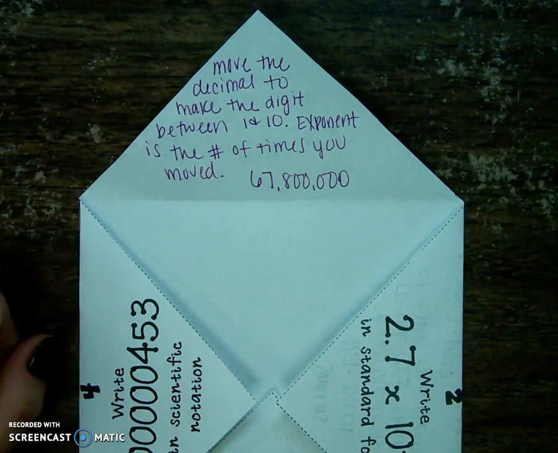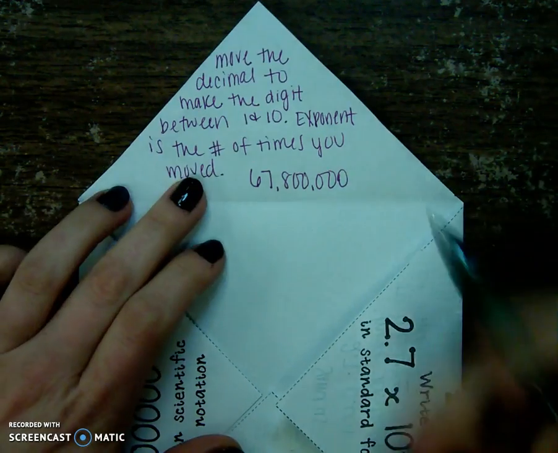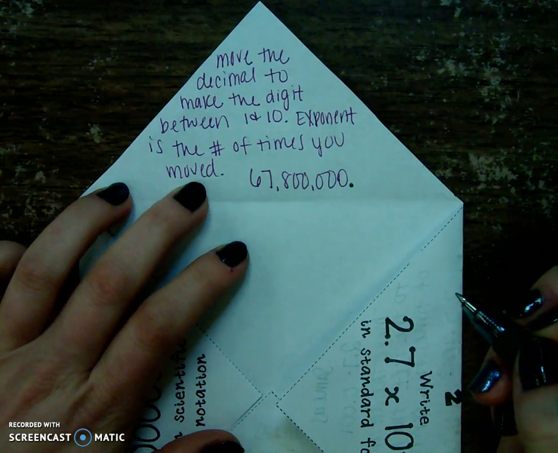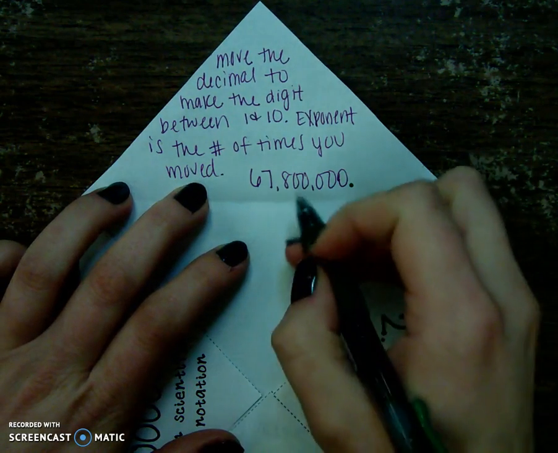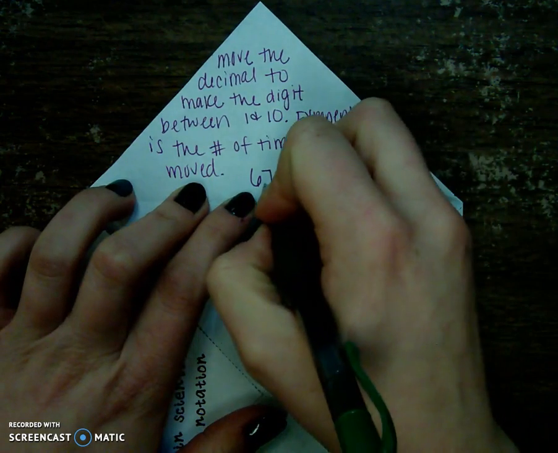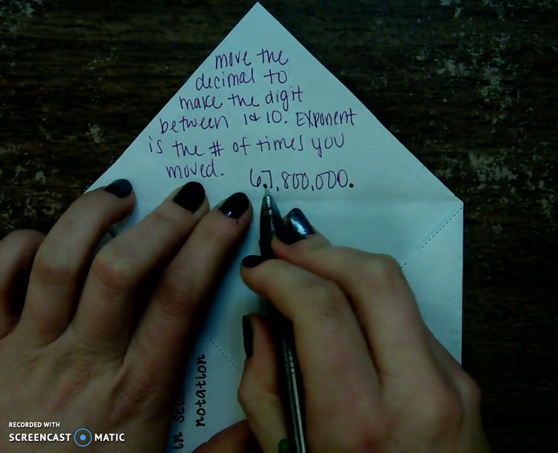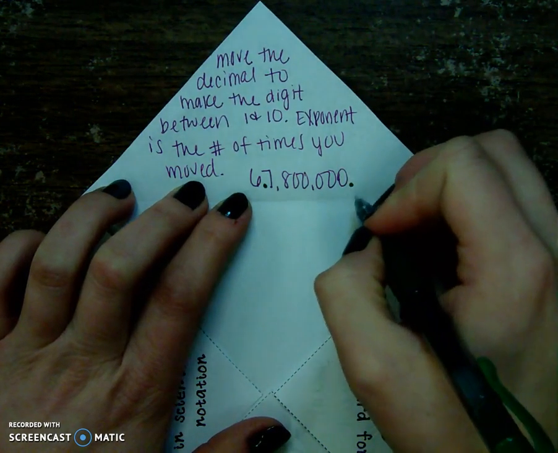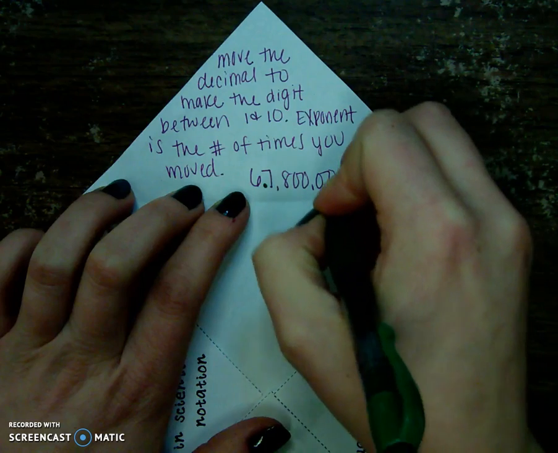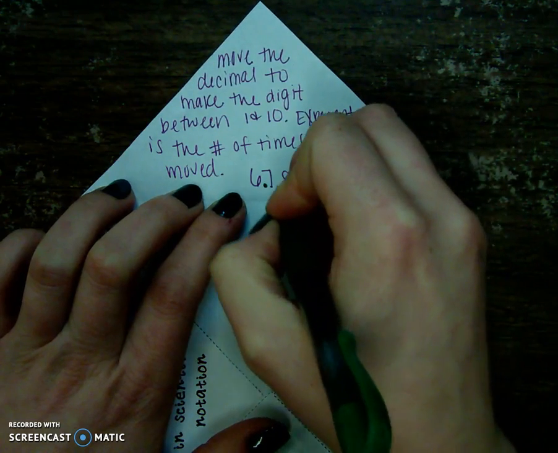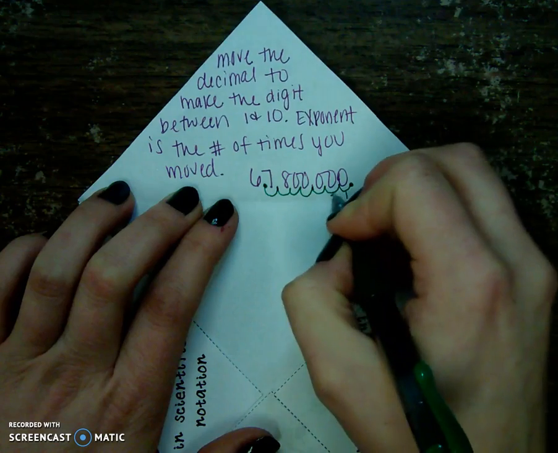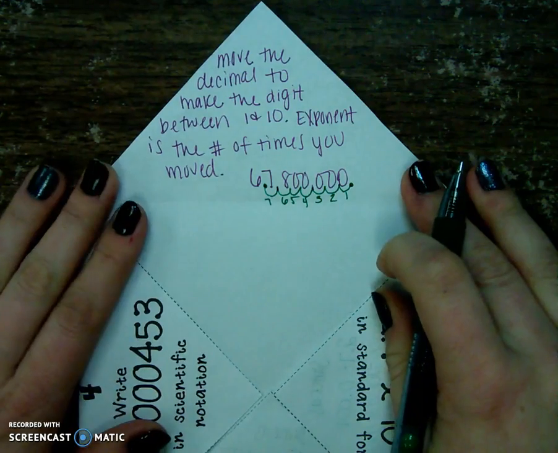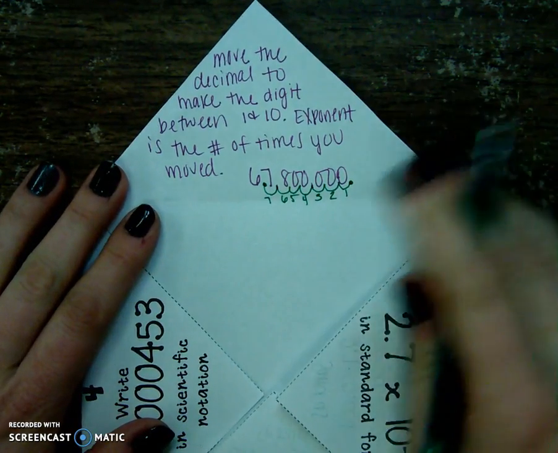So we have 67,800,000. Well, where is my decimal right now? It's behind this last 0. I need to make the digit be between 1 and 10. So I need to move it all the way over here. So my number is then 6.78. Well, how many spaces did I need to move that? 1, 2, 3, 4, 5, 6, 7 spaces. I moved 7 times. And then rewrite your answer.